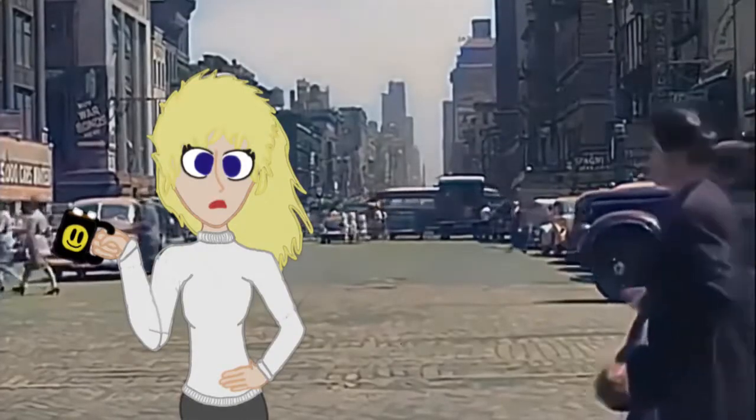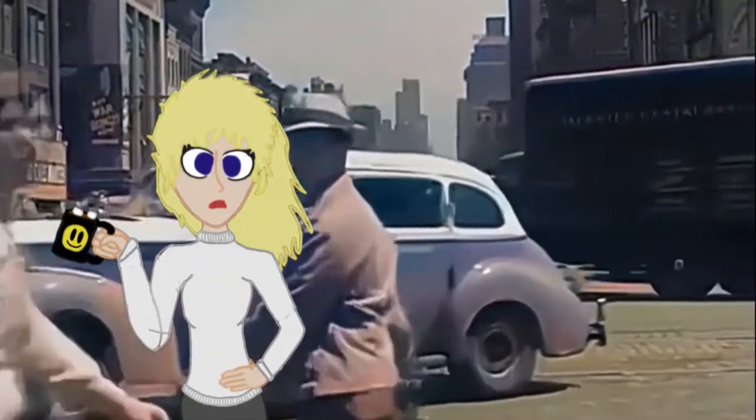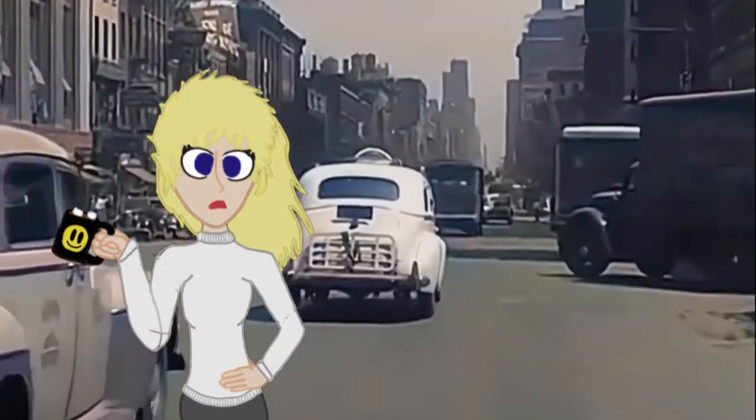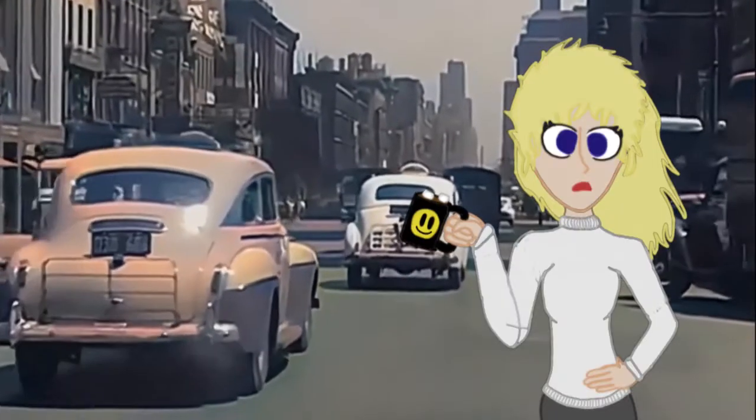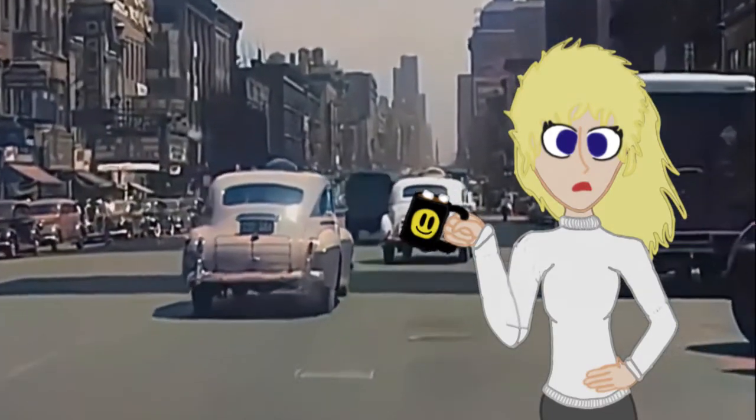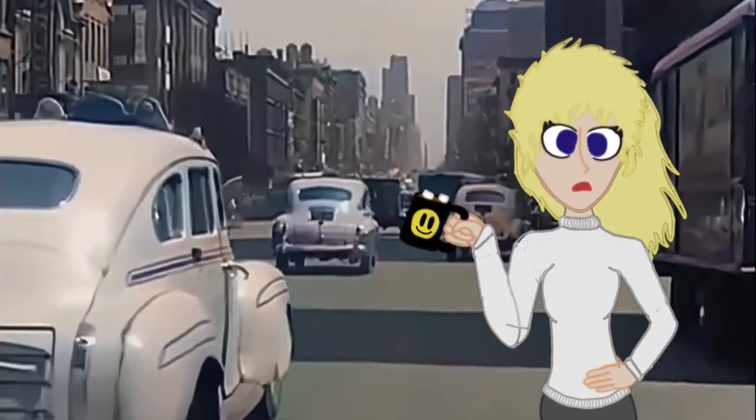In my Catcher in the Rye essay, I used a quote from when Holden is standing in front of the museum and reminiscing about his childhood. My context for that would be, "Holden tells us about a field trip he took to the Native American exhibit at the museum when he was a child." I don't mention why he was near the museum, how he got there, none of that. Only what you needed to understand the quote.